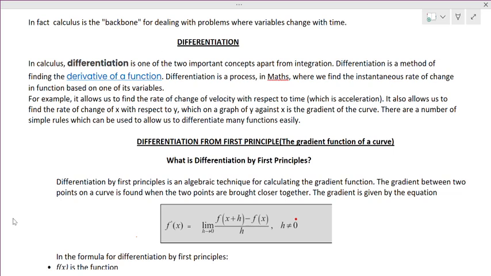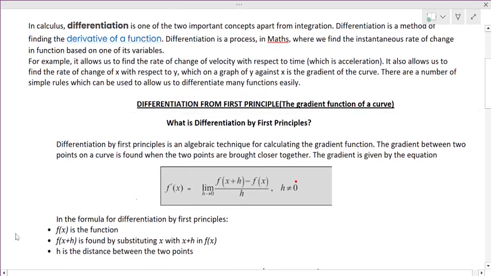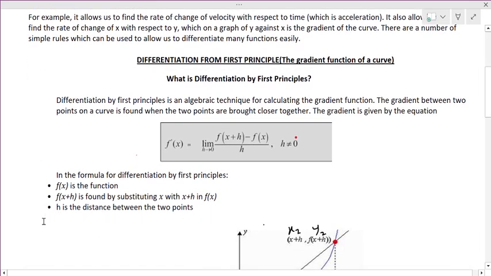There are a number of simple rules which can be used to allow us to differentiate many functions easily. There are many rules that we use to do differentiation, and we are going to start with one of the basic rules in calculus that we use to differentiate functions, and this is differentiation from first principle. Now, what is differentiation by first principle?